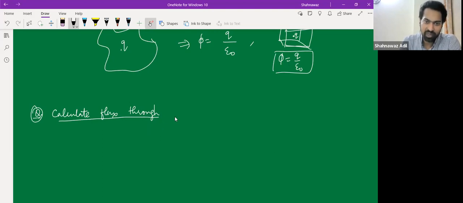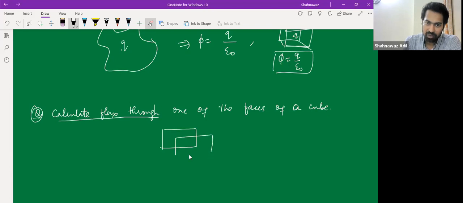Calculate the flux through one of the faces of a cube, right? So we have some charge Q, and let's say we have to calculate the flux through this surface, one of the faces of it. So what do we know, Aisha and Saad? What do we know?